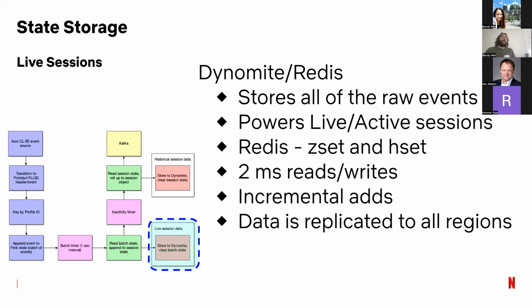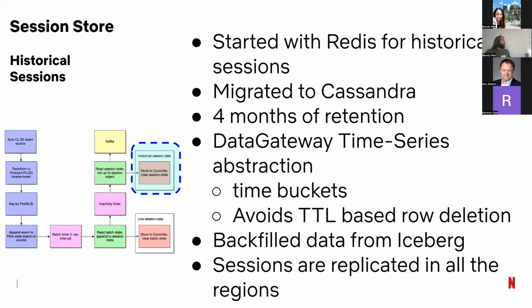The nice features that Redis gives us for this is that it has really fast reads and writes, and it supports these custom data structures like sets and maps that allow us to do incremental writes onto them. That's obviously faster than rewriting the entire list of events every second. And the data gets replicated to all regions, so that's also helpful because we don't know exactly where the requests from our consumers might be coming. We don't want to have to guarantee that it will happen in the same region. So that was all about the live sessions.